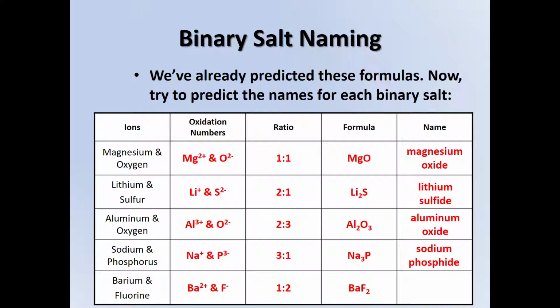So what would the next one be? Barium and fluorine. Barium fluoride. Here is the I that we're going to be dropping, and it's going to be IDE. So, this is how we do binary salts.